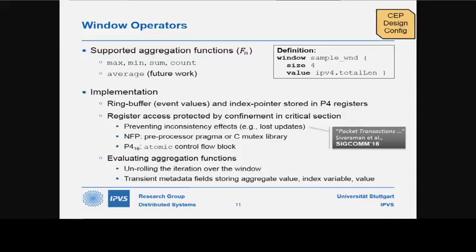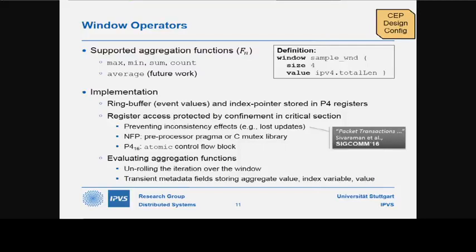We implemented window operations by storing the actual values in a ring buffer along with a pointer to the current index in that buffer, and use P4 registers for that. You'll note here that we have to isolate the access to those registers by confinement in critical sections. Otherwise, we will run into the risk of getting inconsistency effects like lost updates and so on. For our work, we use the Netronome-given mechanisms for that. That is the preprocessor pragma and the C mutex library. In P4_16, there is the atomic control flow block.